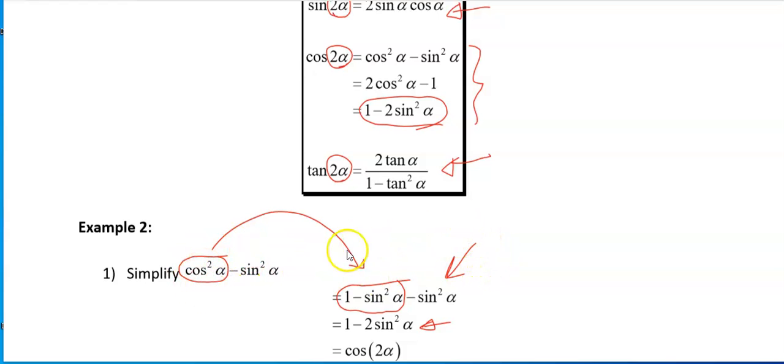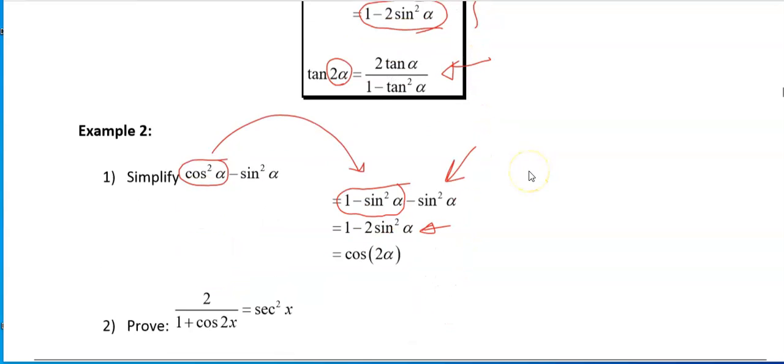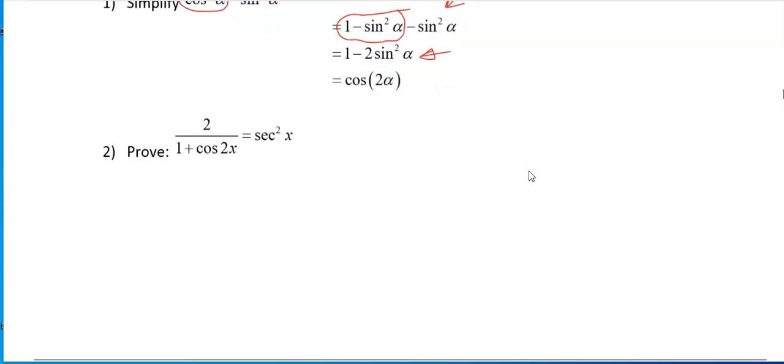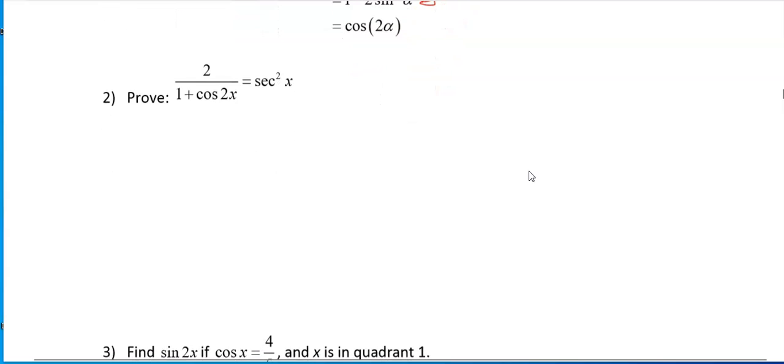You can also make a substitution here. If you were to replace sine squared alpha in the original problem with 1 minus cosine squared alpha, you'd also end up with this second version of the double angle formula for cosine. So that's just a pretty simple, pretty basic type of question. Let's look at number 2 right here.